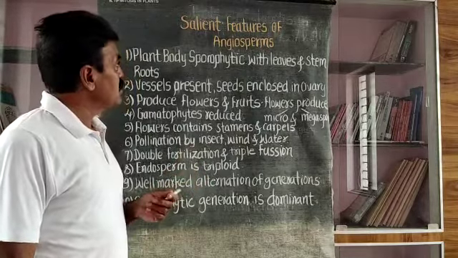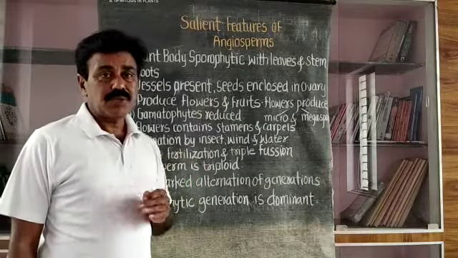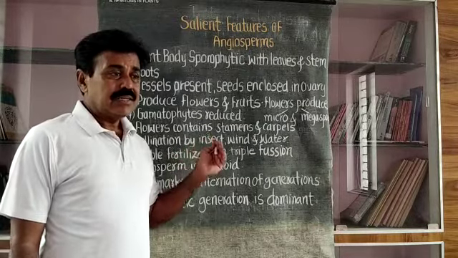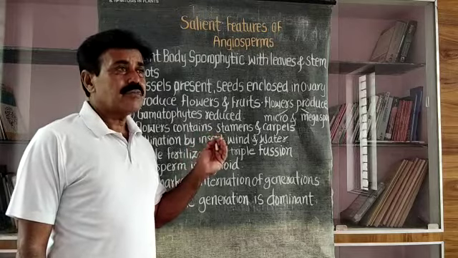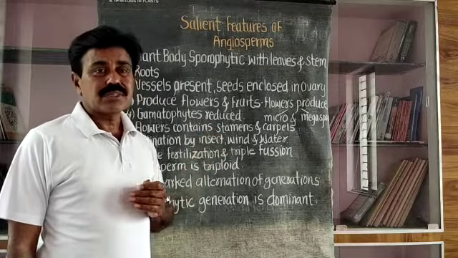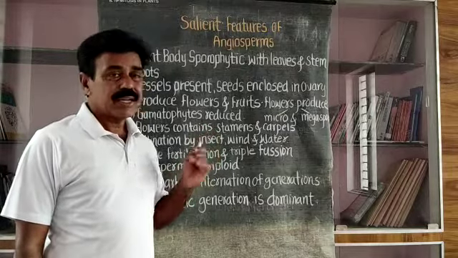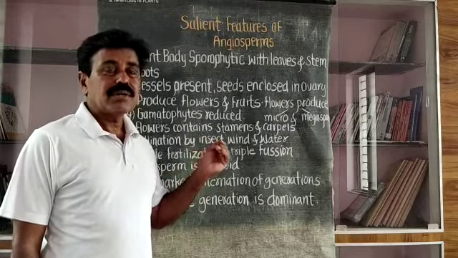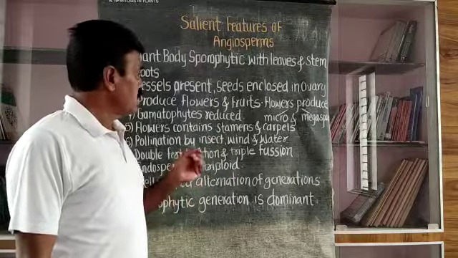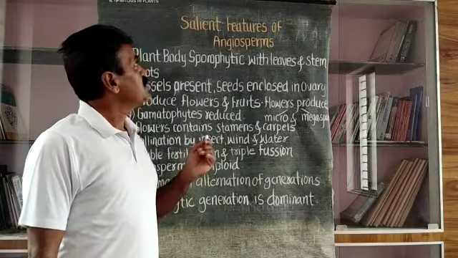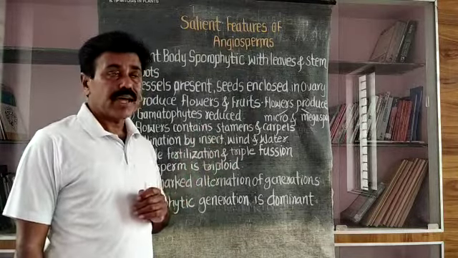So this is about all these salient features of angiosperms, and it is important for a descriptive question. If a descriptive question of 10 marks occurs, it may be given as: describe in brief the salient features of angiosperms.